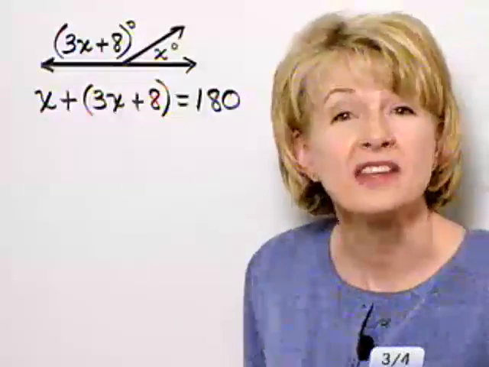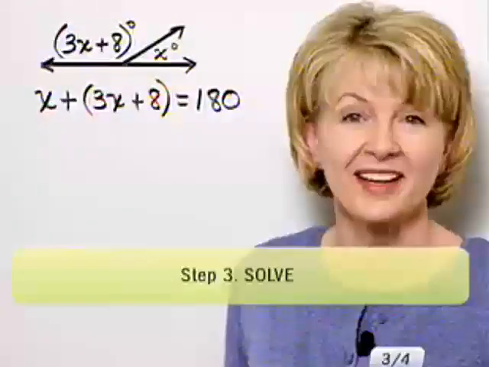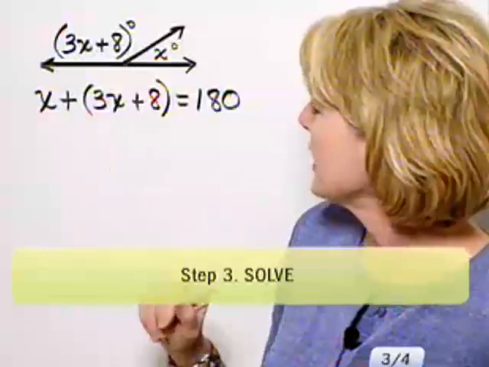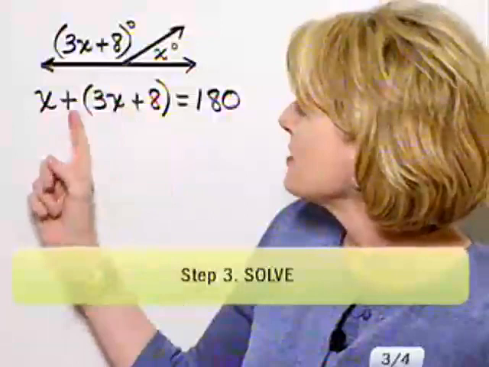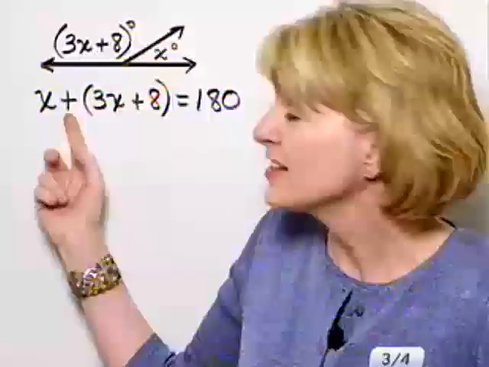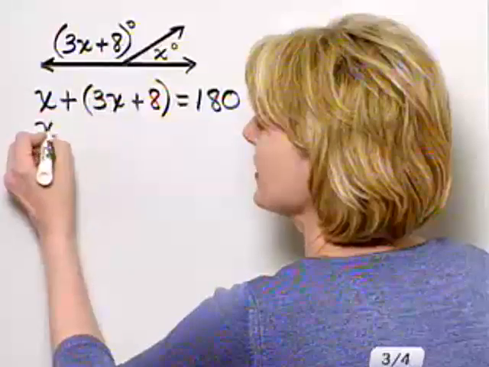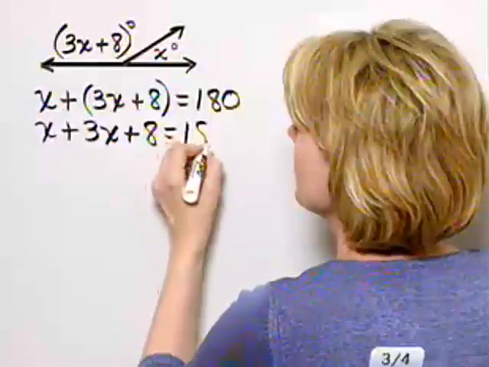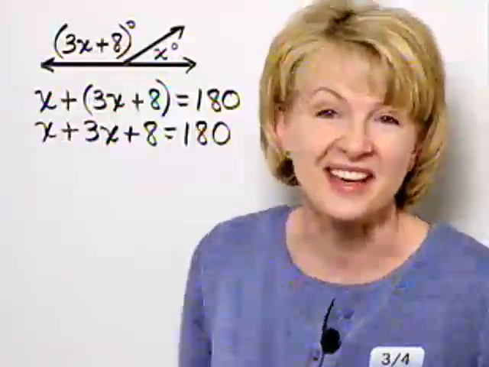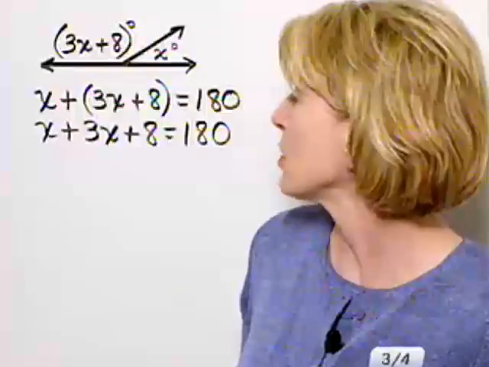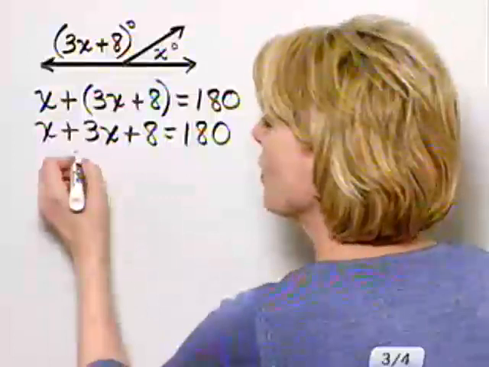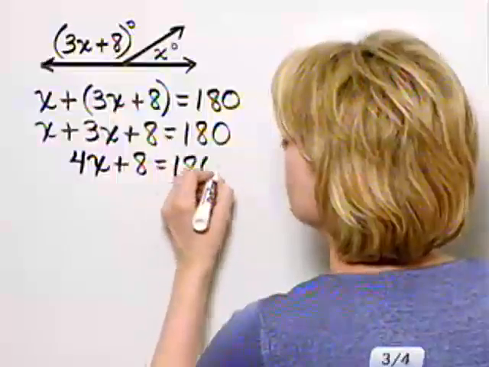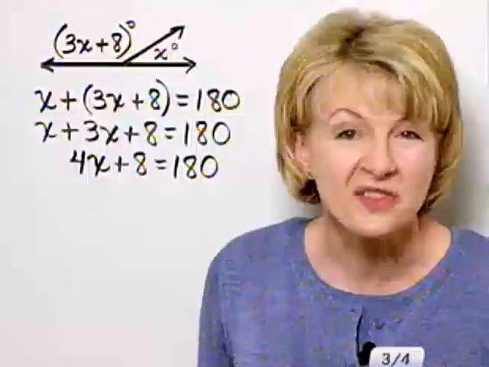Now let's solve this equation. This is step 3. How do we solve this equation? Well, we have a few like terms. I don't need to worry about these parentheses because this is addition. So if you'd like, you can take a step and remove the parentheses, but the terms are the same. So let's add a few like terms on the left side. That is 4x plus 8 is equal to 180. How do I solve this equation for x?